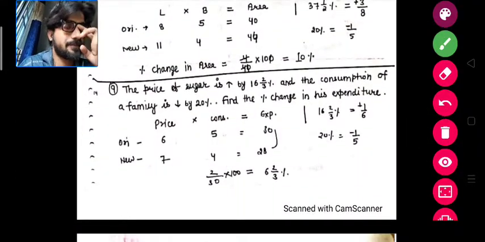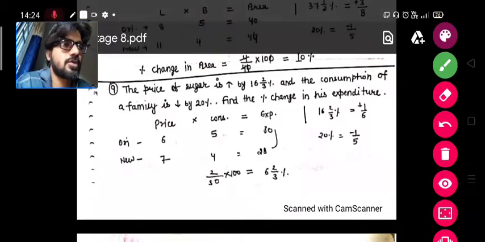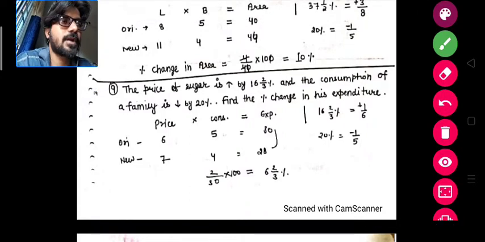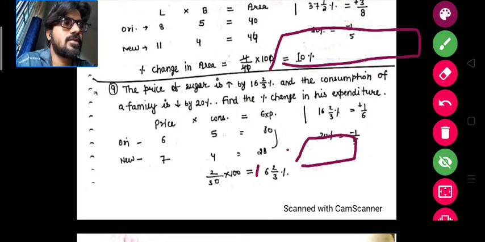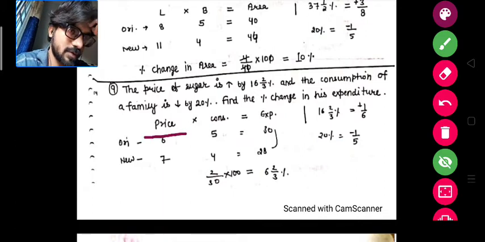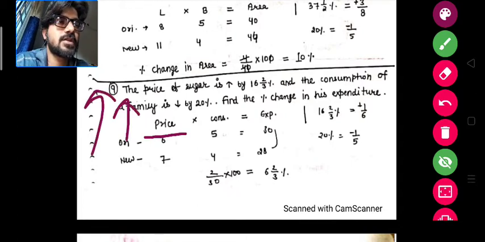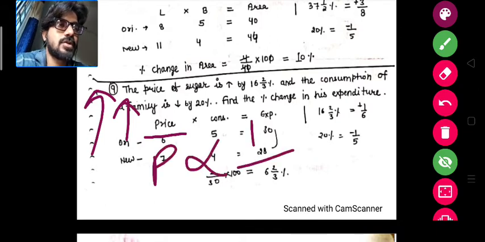Now here is a question about sugar and its consumption. The price of sugar is increased by 16 2 by 3% and its consumption in a family is decreased by 20%. Whenever the price is increased, it is general common sense that there is a negative relation between price and consumption. When there is an increase in price, you decrease the consumption. So price is inversely proportional to consumption.